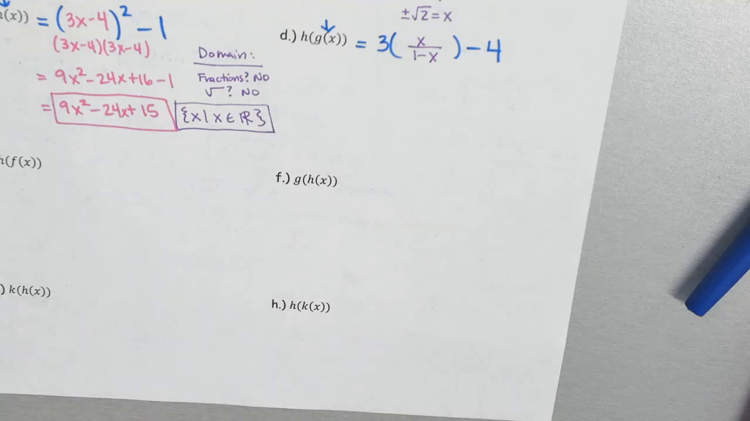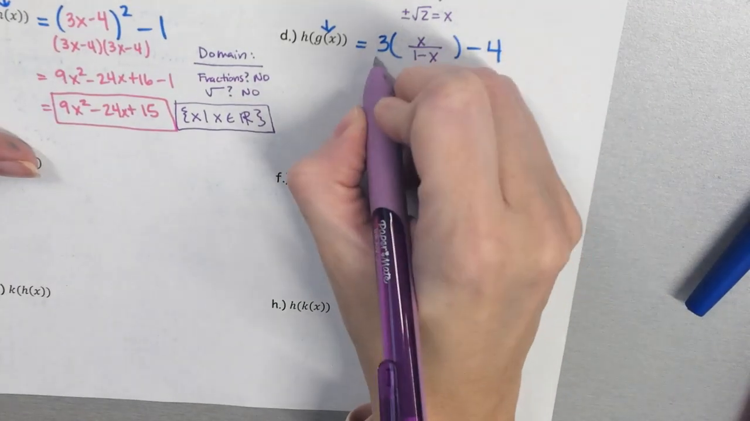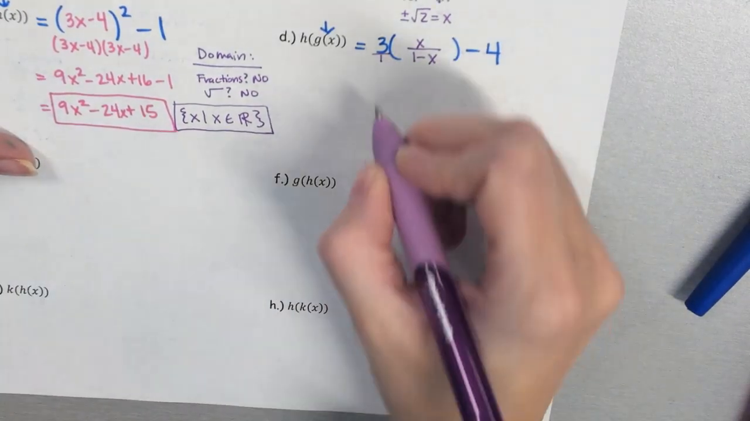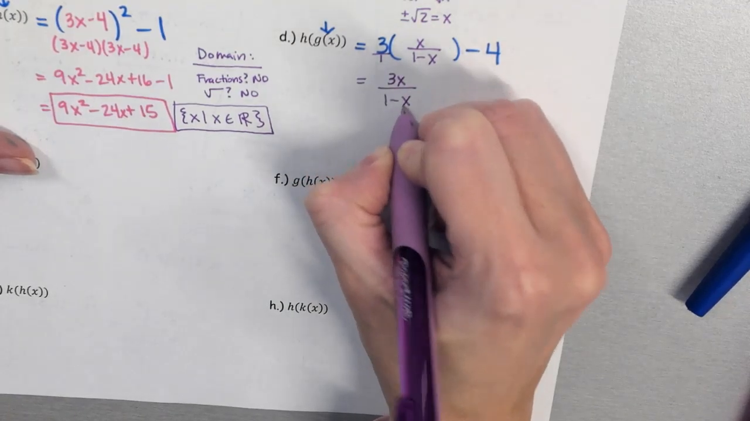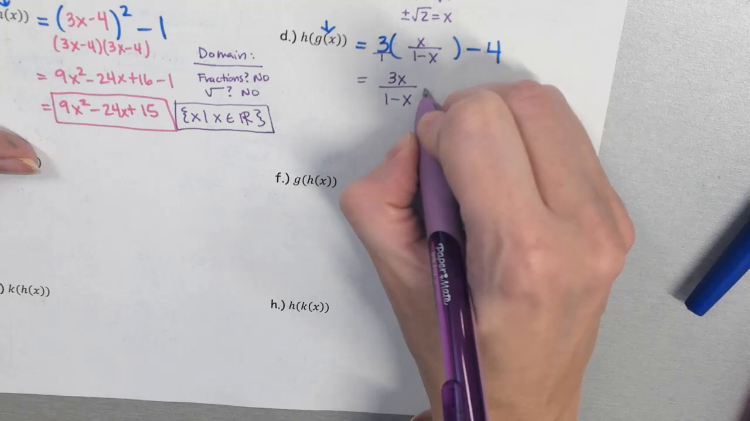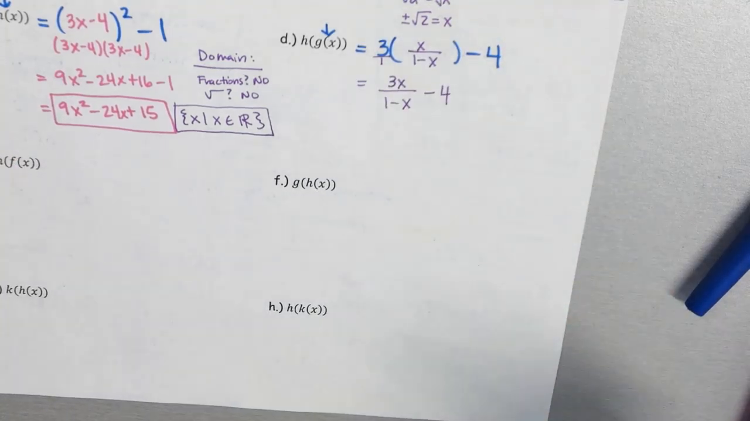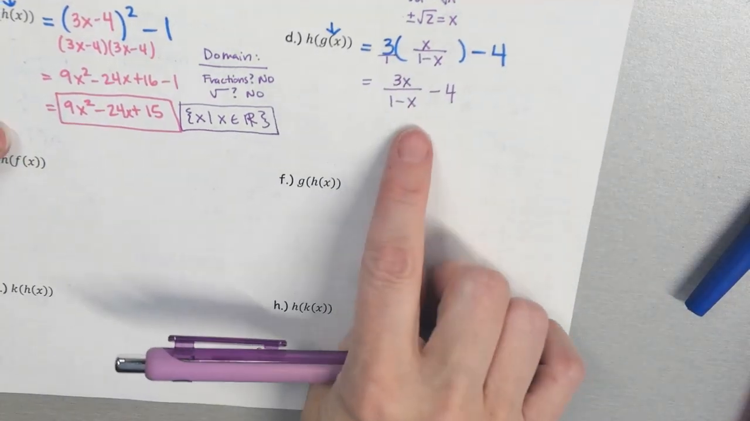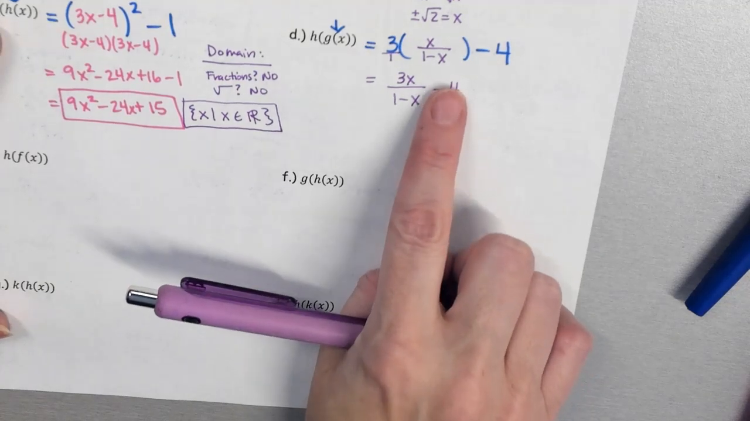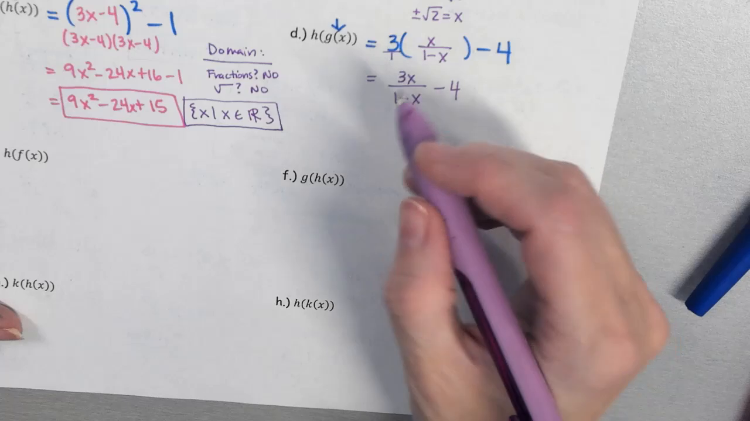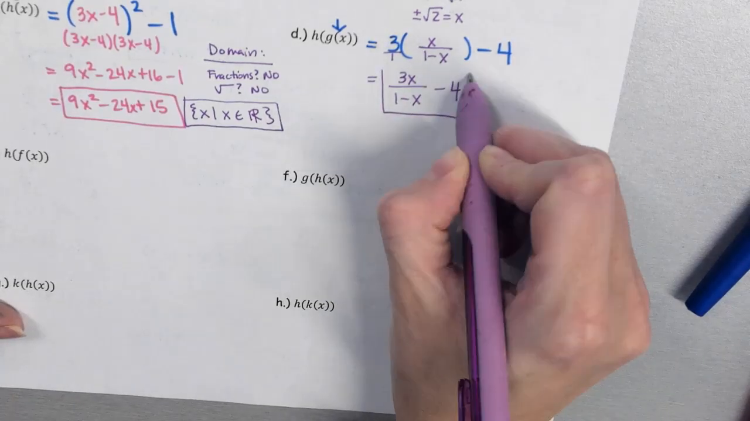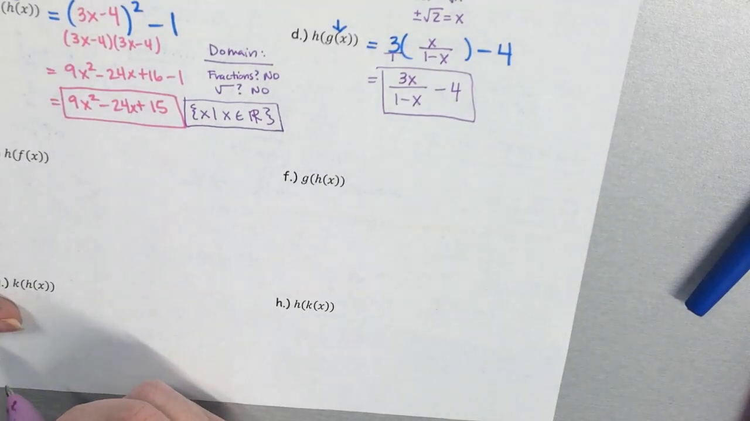Now if we're going to simplify, we just have to remember how to multiply a whole number by a fraction. So multiply top by top, bottom by bottom. This is like 3 over 1. So you have 3x over 1 minus x, minus 4. Again, this is one where you could simplify it so it's one term, like you could multiply to get the common denominator. You can also just keep it like that for this.